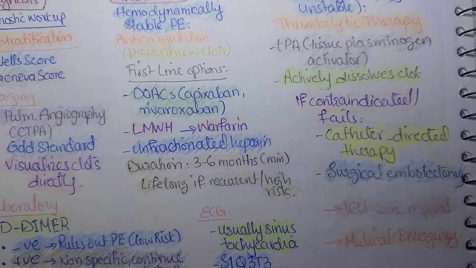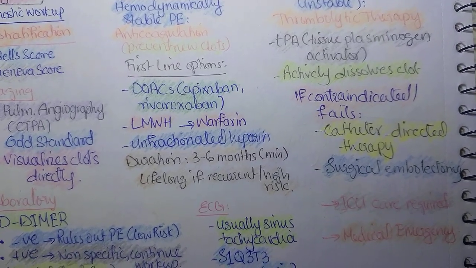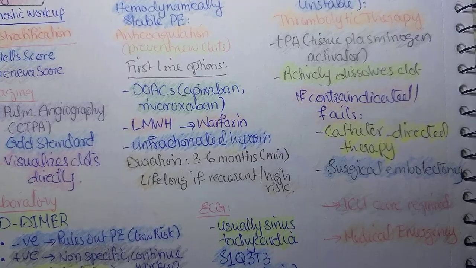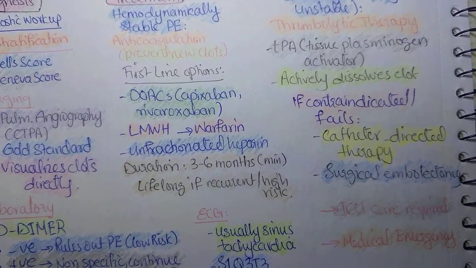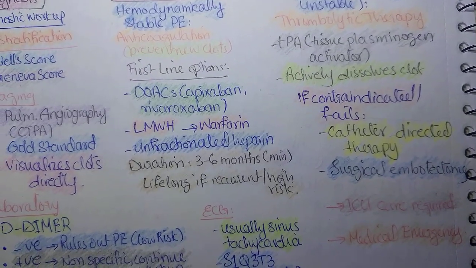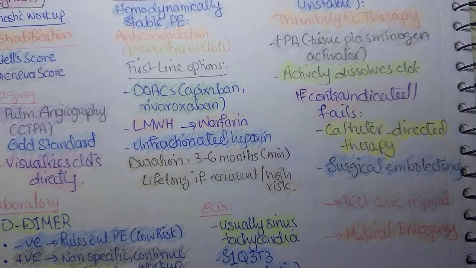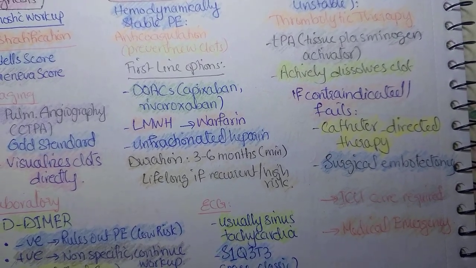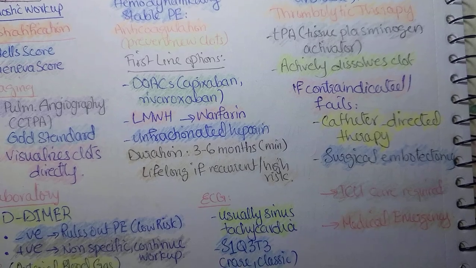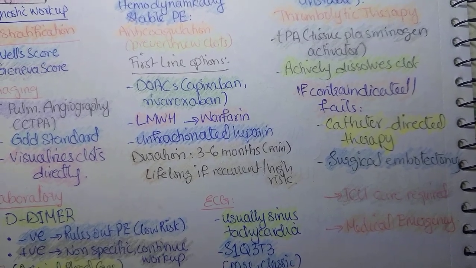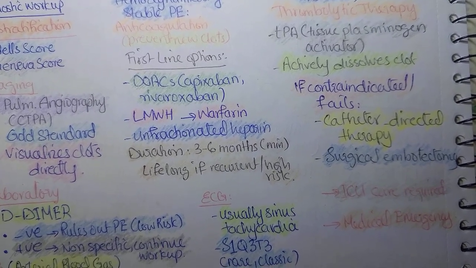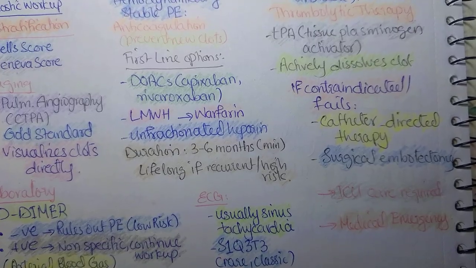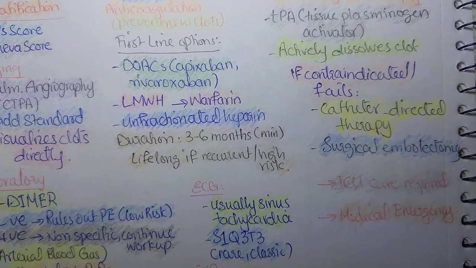For massive pulmonary embolism with hemodynamic instability, thrombolytic therapy with tPA is used to actively dissolve the clot. If contraindicated, use catheter-directed therapy or embolectomy. This is an ICU emergency.